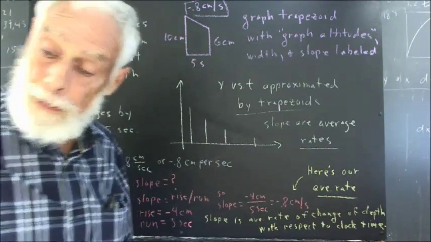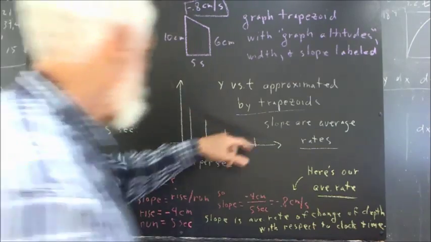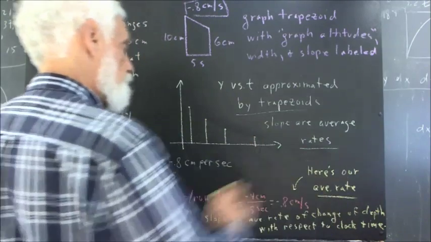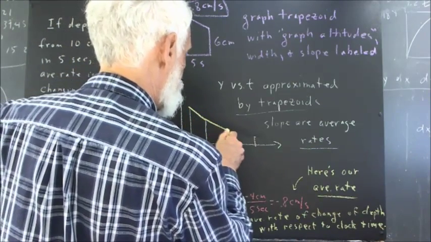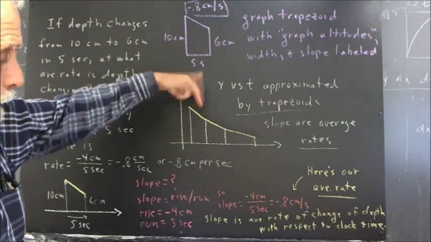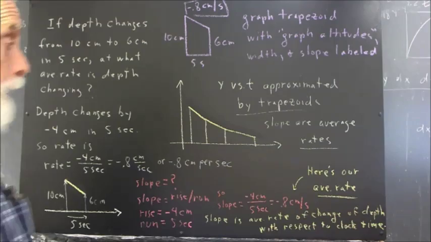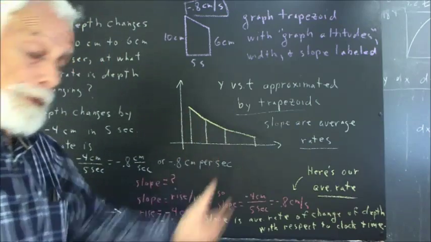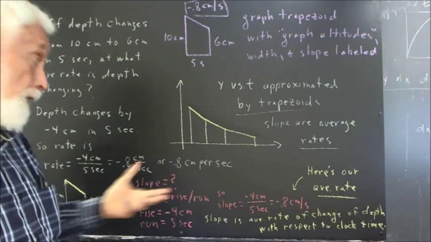Now, to put that in context, if you have depth versus clock time, and you have a graph where you have your depths versus your clock time, we can go point to point on this graph and connect the points, forming a series of trapezoids. And this series of trapezoids gives us some really good information about the graph and about how the graph and the rates of change and other things are related. Okay?